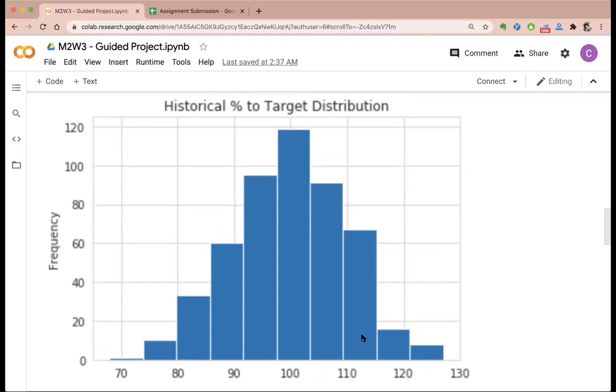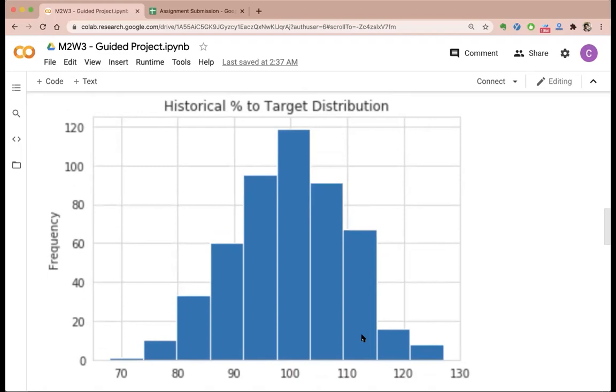So you have defined the population. You have made some strong conclusions about the population. You say that percentage to target, this particular random variable, follows a normal distribution with a mean of 100 and a standard deviation of 10. This is a conclusion that you have made.